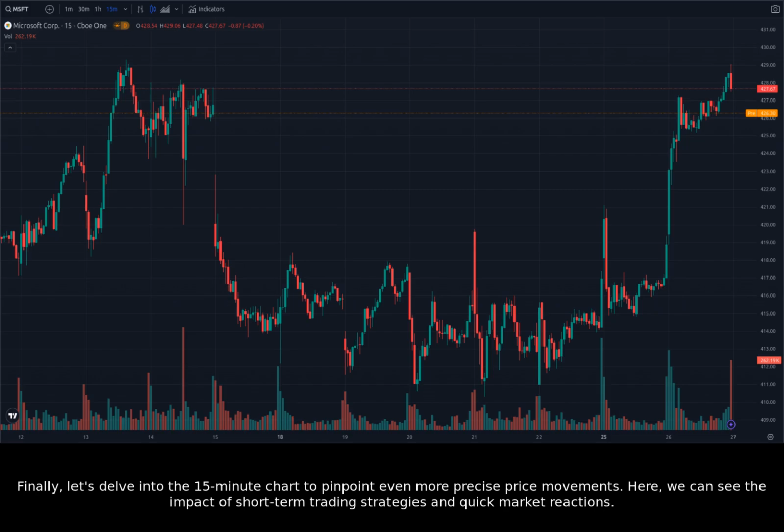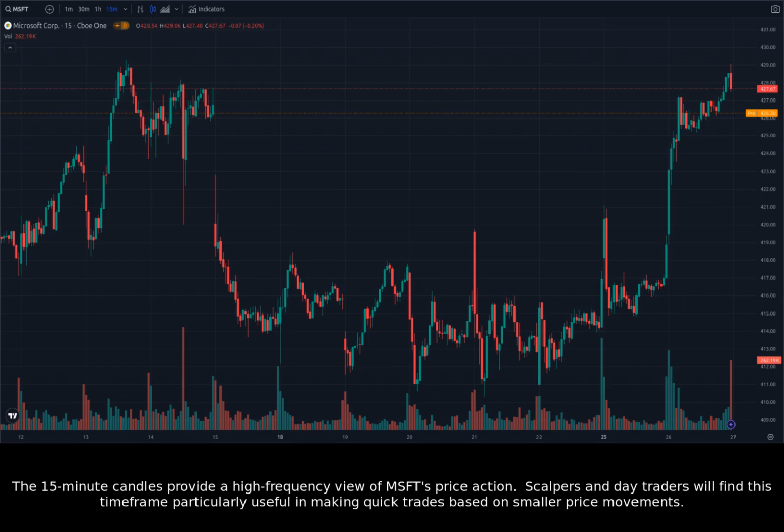Here, we can see the impact of short-term trading strategies and quick market reactions. The 15-minute candles provide a high-frequency view of MSFT's price action. Scalpers and day traders will find this time frame particularly useful in making quick trades based on smaller price movements.